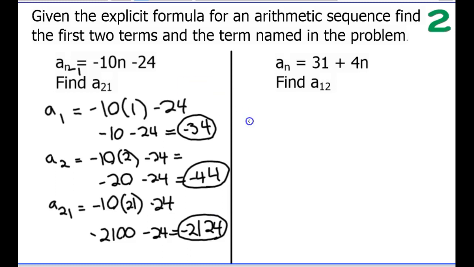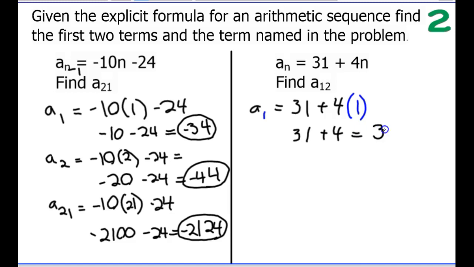Over on this one, we need to find a sub 1 first. So we're going to put 1 in for n. So we get 31 plus 4 times 1. So then our answer comes out to be 31 plus 4. So our first term is going to be 35.